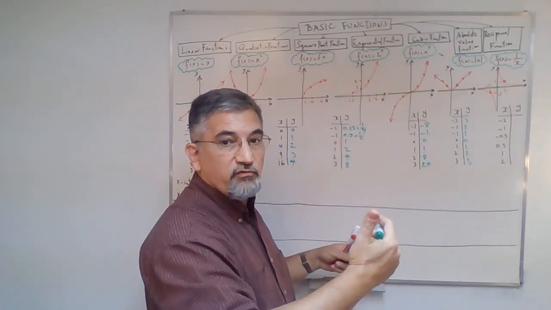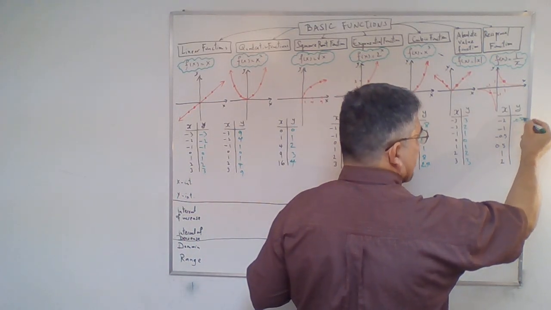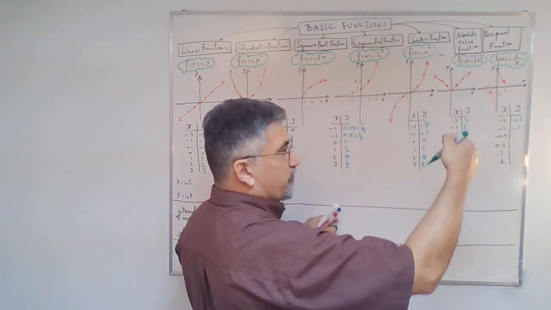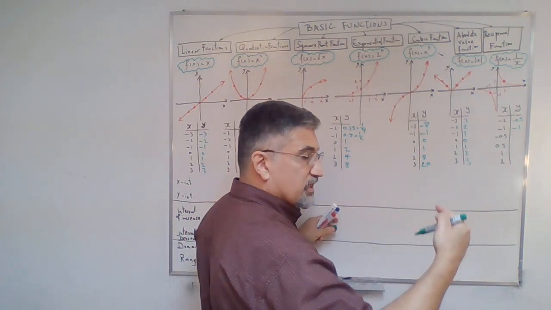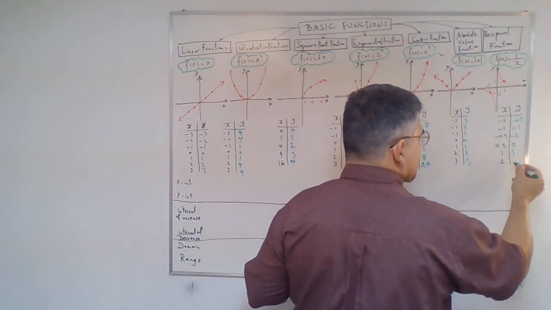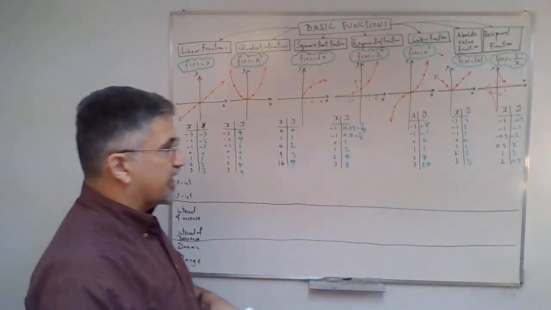Reciprocal is very clear. So you do 1 over the x value. So this is going to be negative 1/2, and that's going to be negative 1. This is going to be 1 over negative 0.5, which is actually negative 2. Then this one is positive 2, this is 1, and this is 0.5 or 1/2. 1 divided by 2 is 1/2.